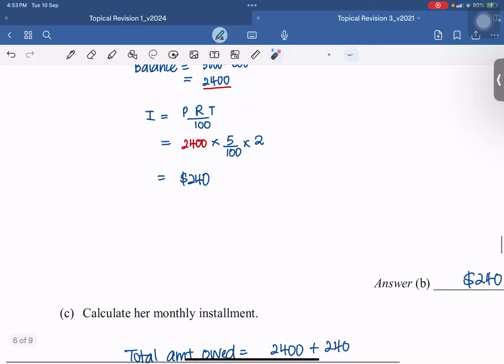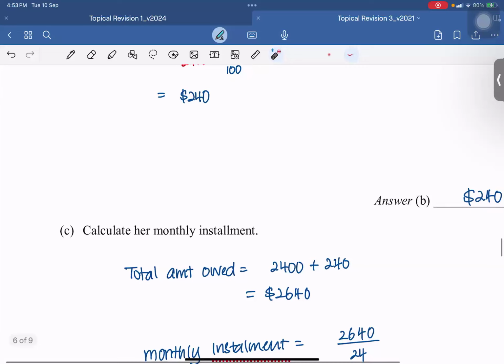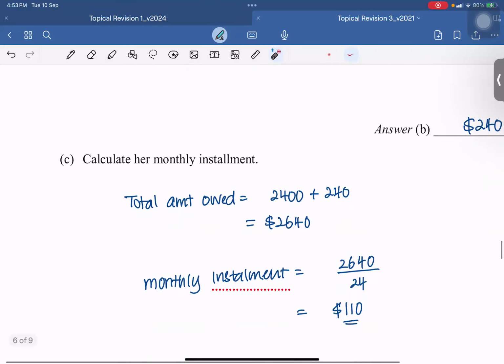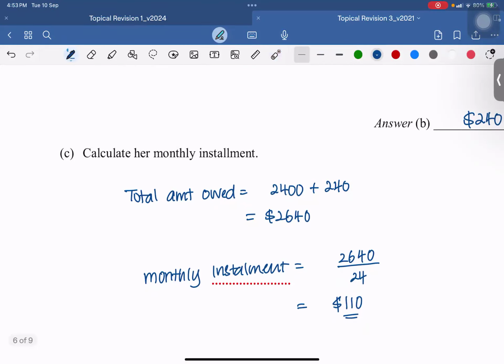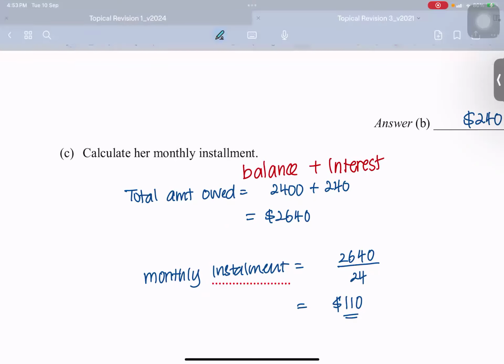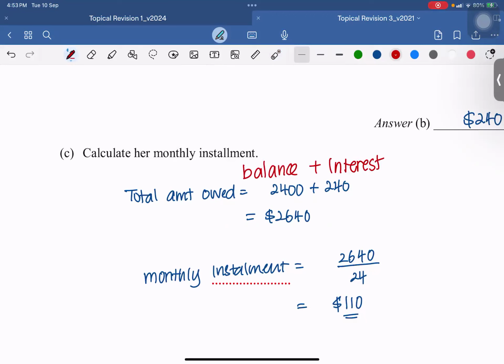Next part, when I want to calculate the total monthly installment, I need to take the total amount owed. This is my original amount, the balance, plus my interest. Why do I need to do this question first? Because it helps me to answer the last question at the back. Okay, balance plus the interest.